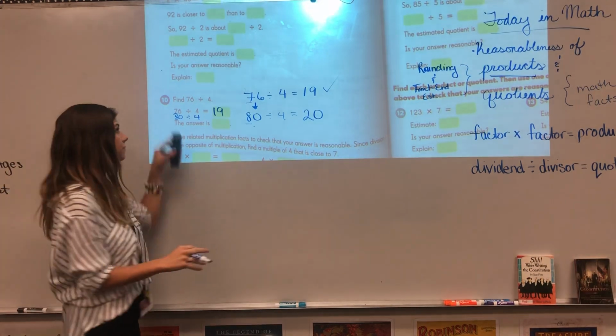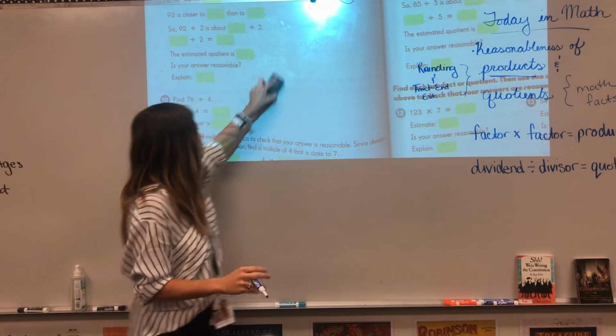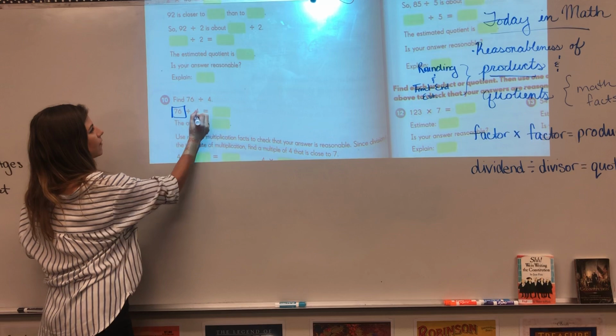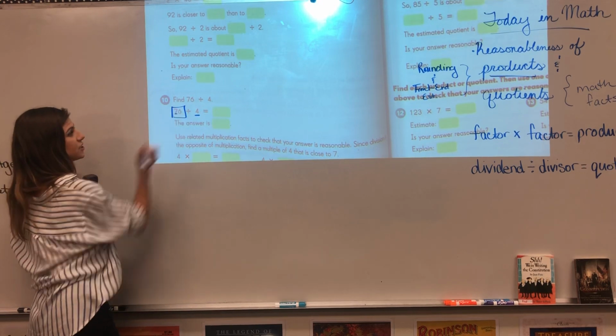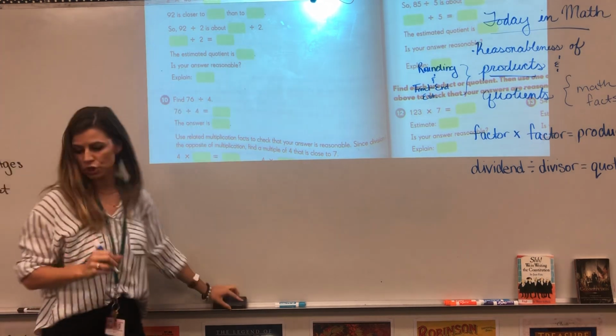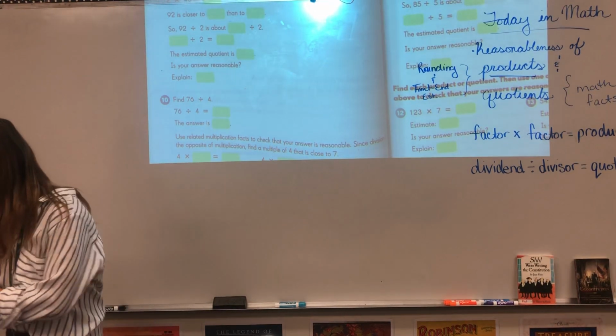You guys catching on yet? So you're just going to look for a math fact of this and the answer in the first digit. All right, let's do one more for practice.